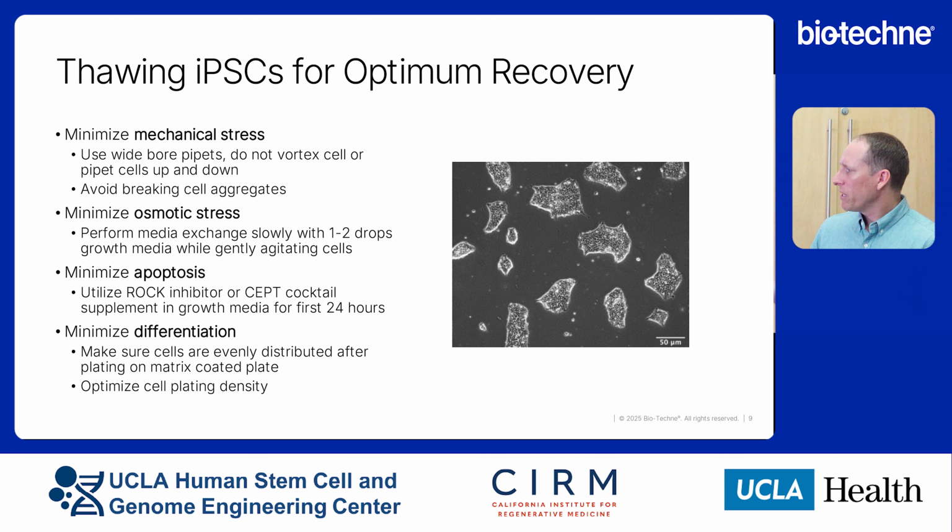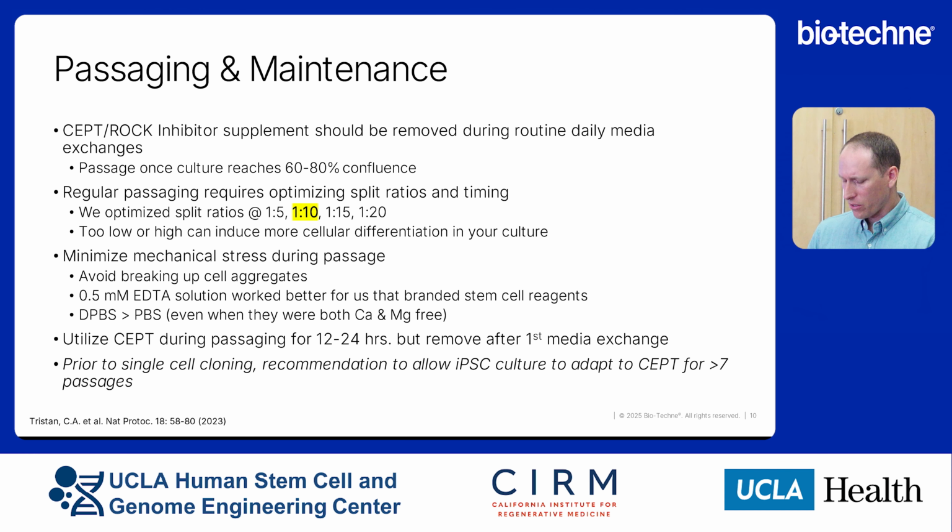Another important part is that when you're thawing the cells, you don't want to thaw them too dense in the plate or too sparse, because that can increase differentiation of your stem cells. So when you're working with new cell lines, you do have to optimize how densely you thaw your cells onto your coated plate. It's recommended that you start by titrating that to see what works best in your lab.